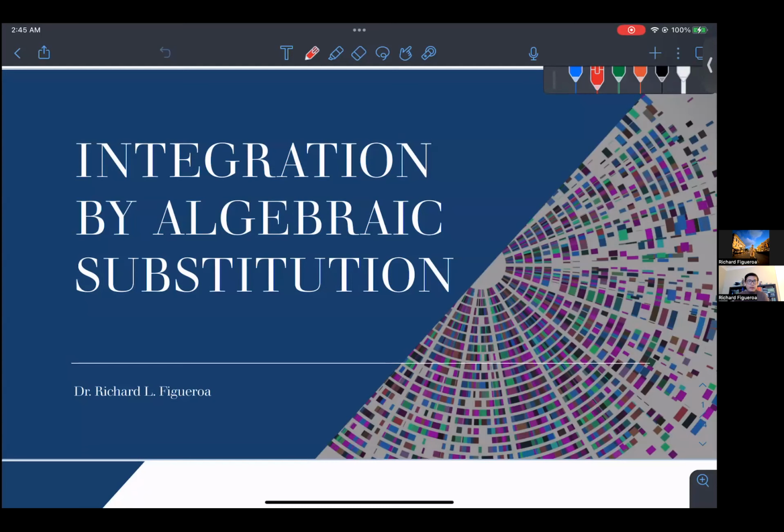Okay, so we're now on our third topic for the midterms period: integration by algebraic substitution. There are two substitution approaches that we can do. One is algebraic substitution, and the other one is trigo substitution. But we'll start with algebraic substitution.